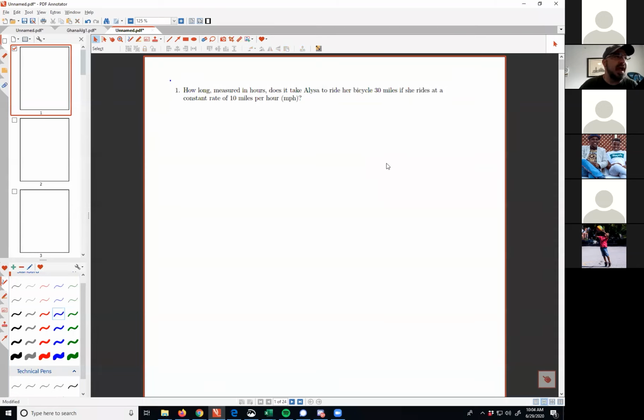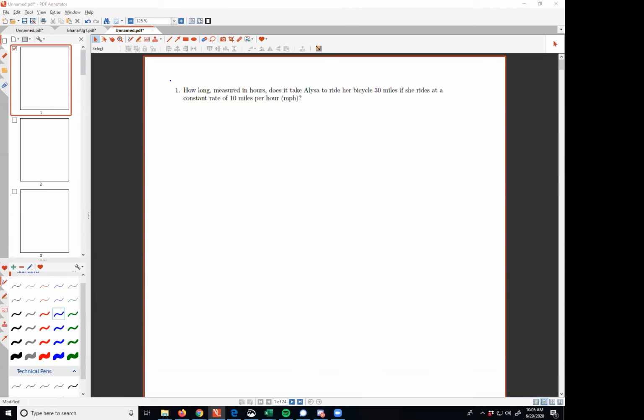First problem: how long, measured in hours, does it take Alyssa to ride her bicycle 30 miles if she rides at a constant rate of 10 miles an hour? 3 hours. 3 hours. Okay. And that was pretty immediate. So tell me, what did you do? You basically divide the distance by the rate. And we can solve and find that t equals 3 hours. Okay, good.